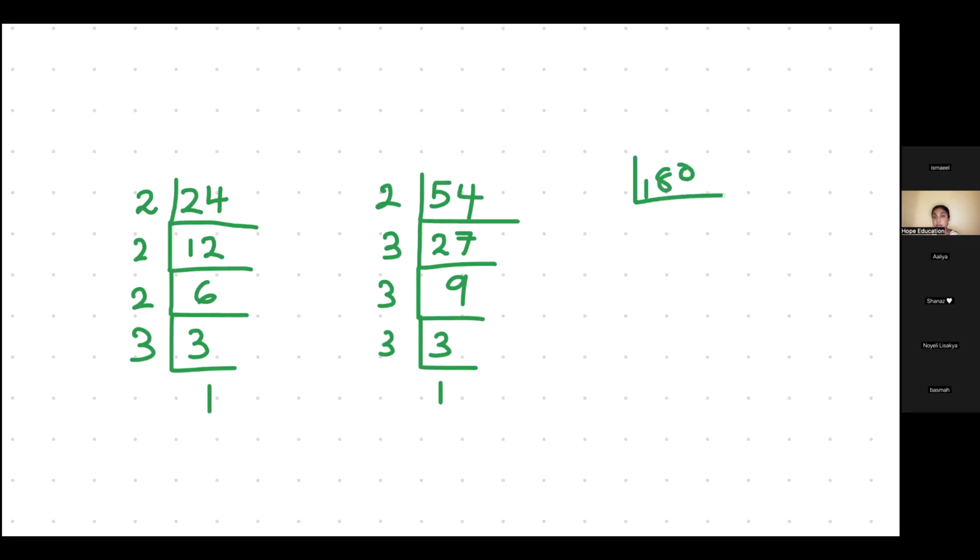The smallest prime number is 2. 180 can be divided by 2, we get 90. 90 can be divided by 2, we get 45. 45 cannot be divided by 2. Then we go to the next prime number, which is 3.